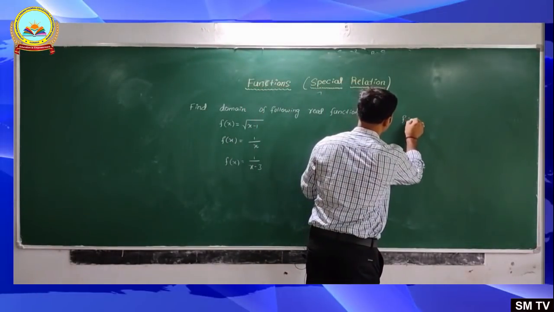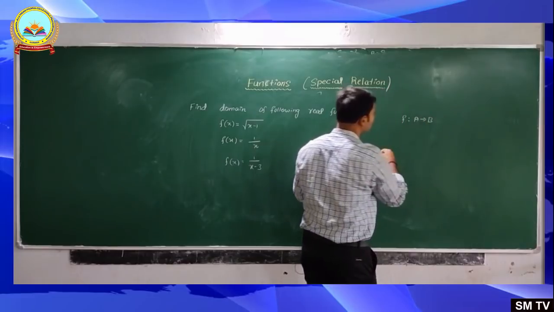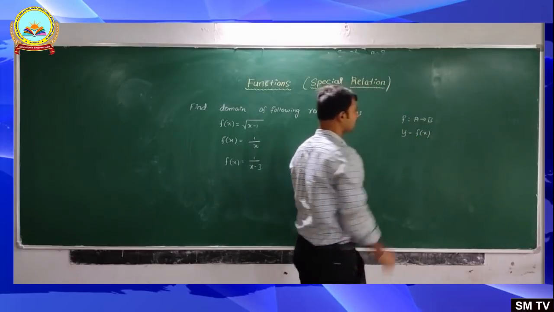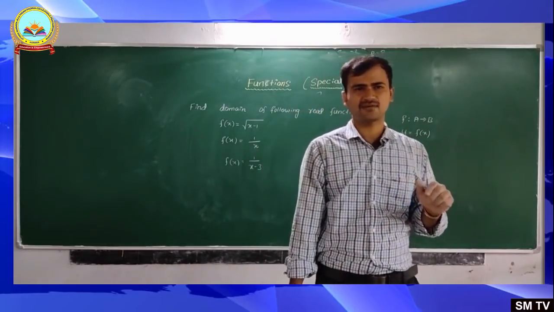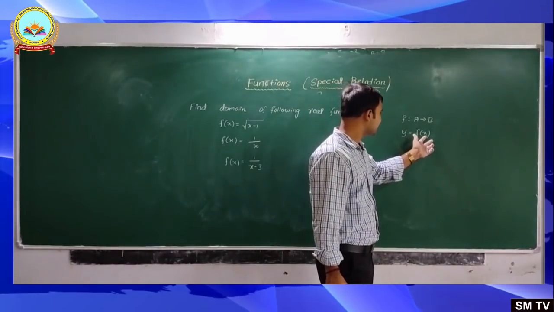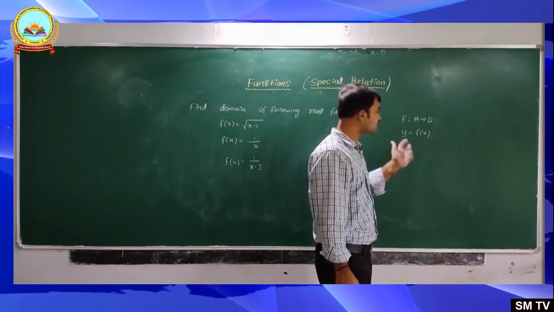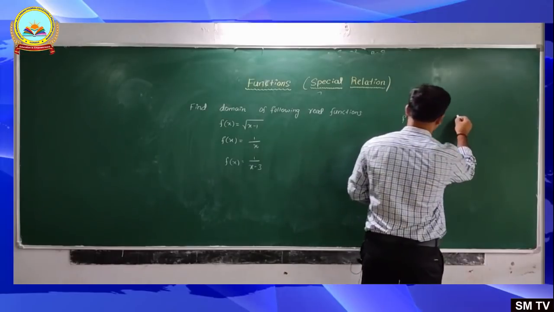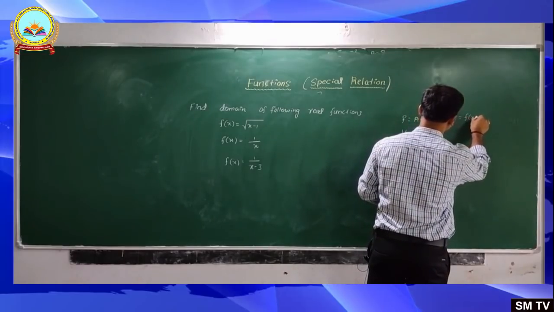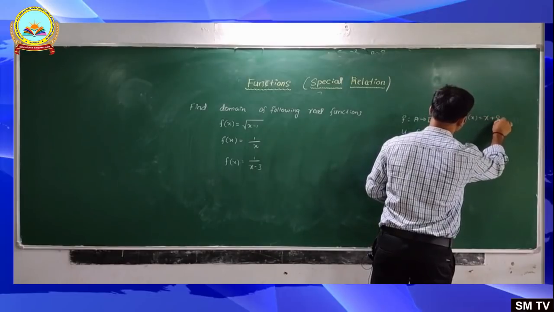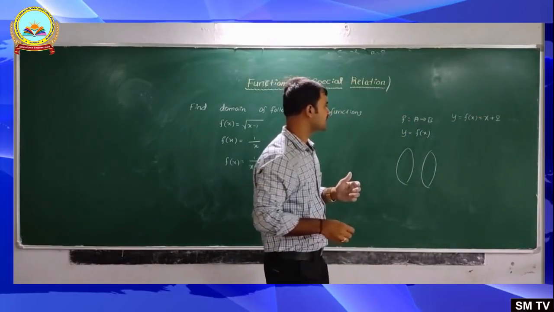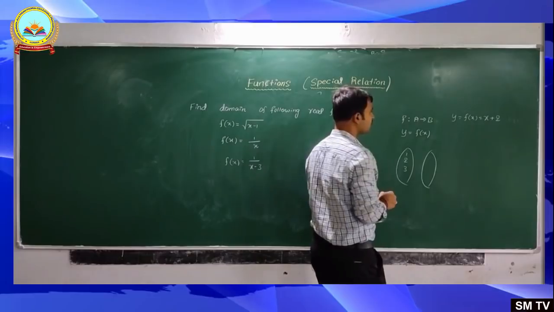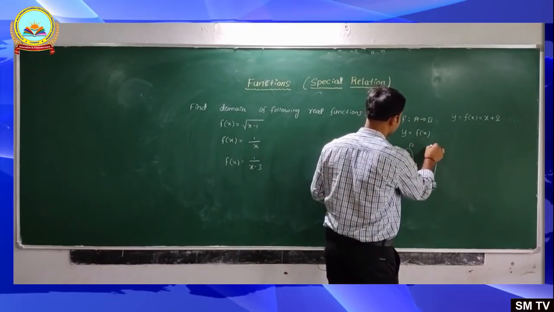If a function is defined from A to B, then we write y is equal to f of x. So y is equal to f of x means x is input, y is output. In an arrow diagram, that is what I have explained. Suppose you have y is equal to f of x is equal to x plus 2, then I will consider here 1, 2, 3 as inputs. This is A, this is B.